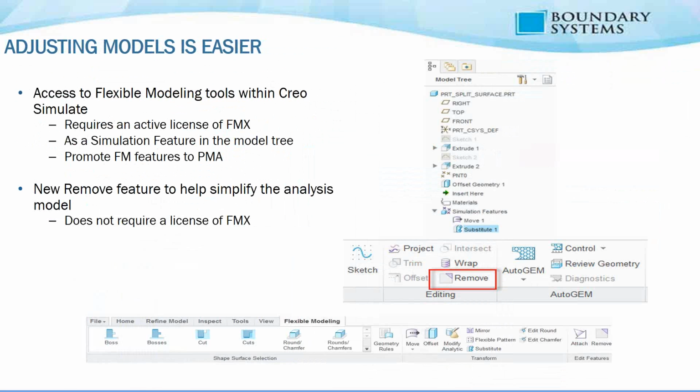But even without a flexible modeling license, you still get the new remove tool in the editing group in Creo Simulate. So that allows you to quickly remove features to simplify your designs for simulation. This improvement reduces the need to return to Creo Parametric to simplify your data and go back and forth. And it promotes the use of flexible modeling.